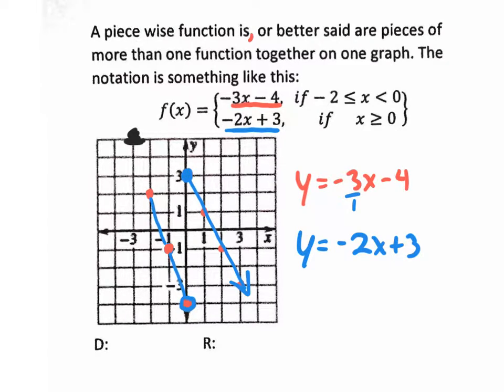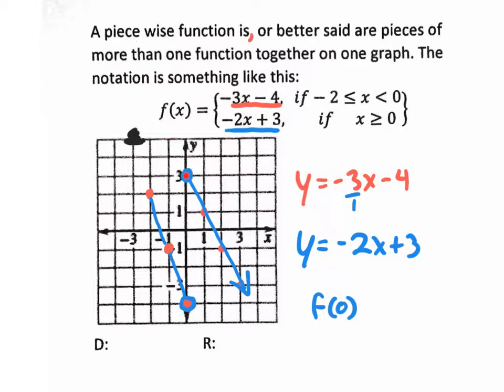So based on this graph, if I told you find f of 0, which means plug in 0 and see what you get out as an output, what would your answer be when you plug in 0? 3. Here's 0 on the x, and this is an open dot, so it wouldn't be -4. It's actually up here, the solid dot, the 3.